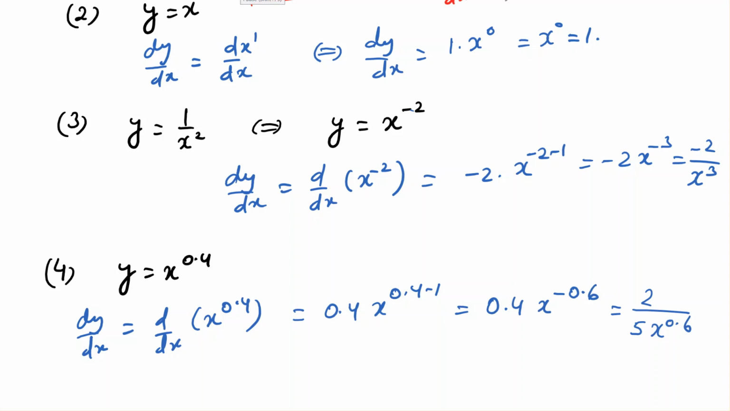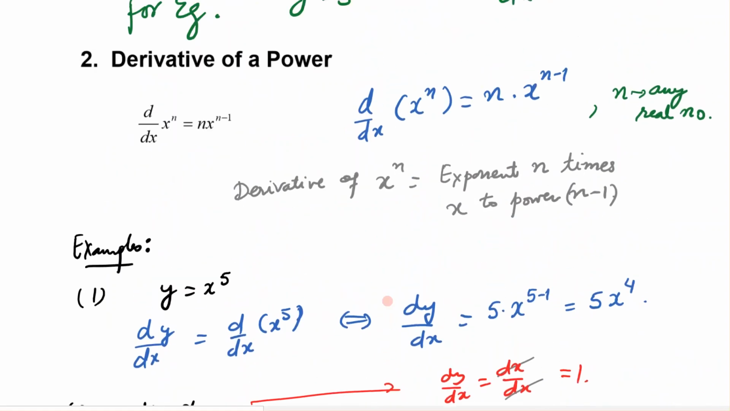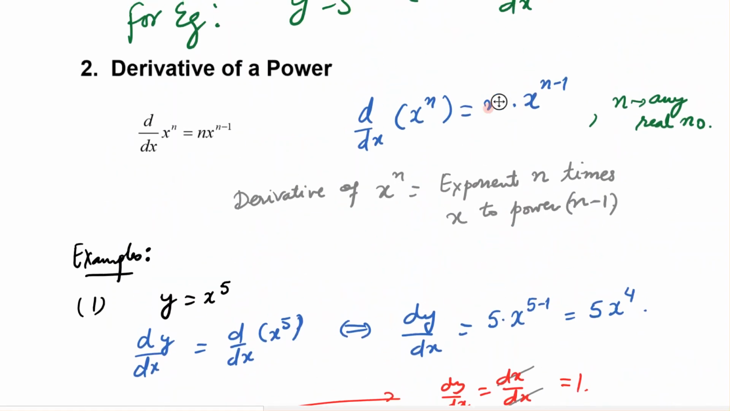Thus, for every kind of power function, as long as your power is a real number, you can apply the power rule, which is: bring the power down and reduce the power by 1. So multiply these two expressions together.